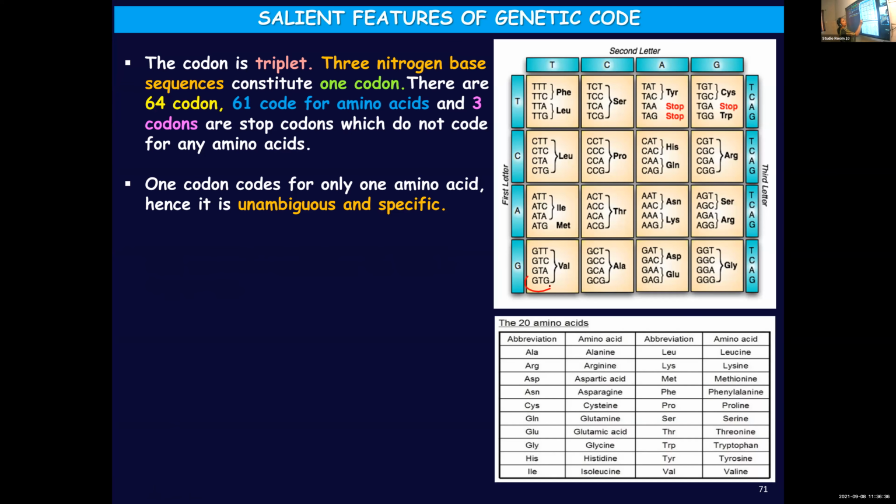This will code only for valine. Or GCG, it will code only for alanine, not for any other amino acid. So you can say it is unambiguous and specific. A particular codon will code for only one amino acid. Unambiguous means precise, clearly expressed. There is no room for any doubt, because it's clear. This codon means that particular amino acid.